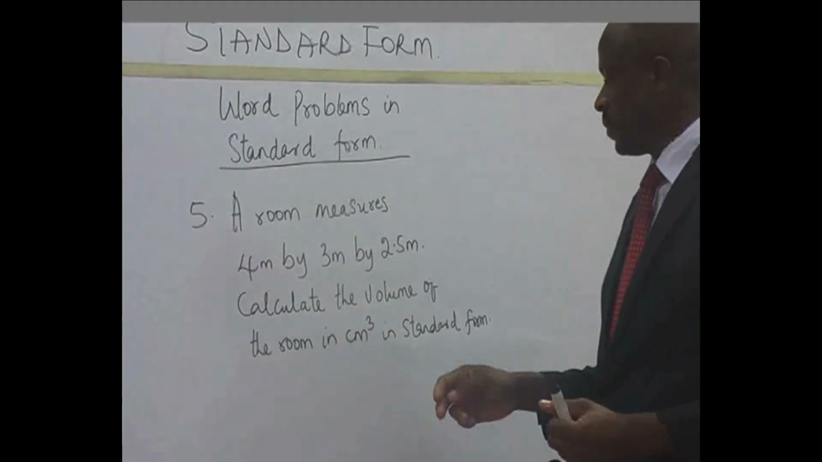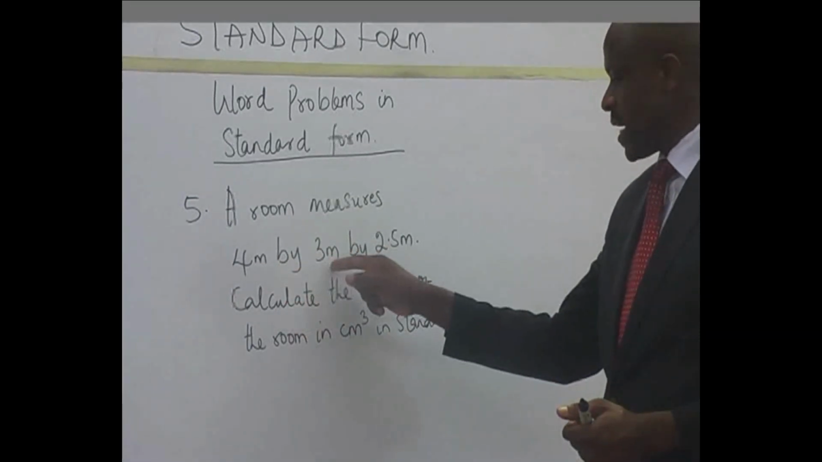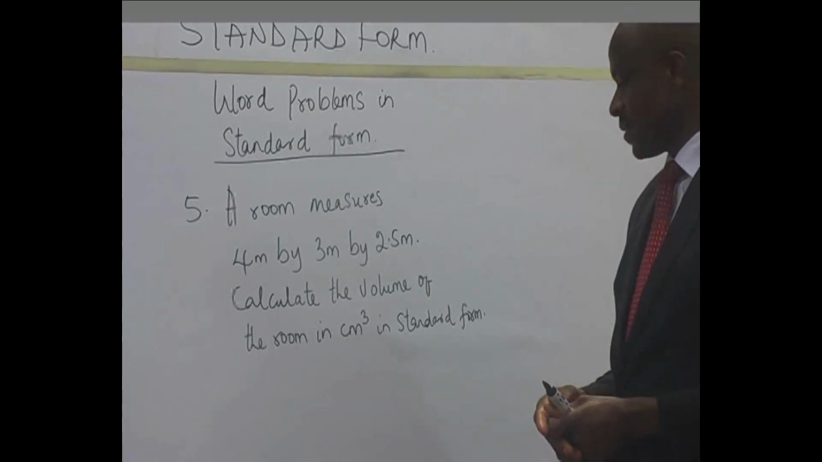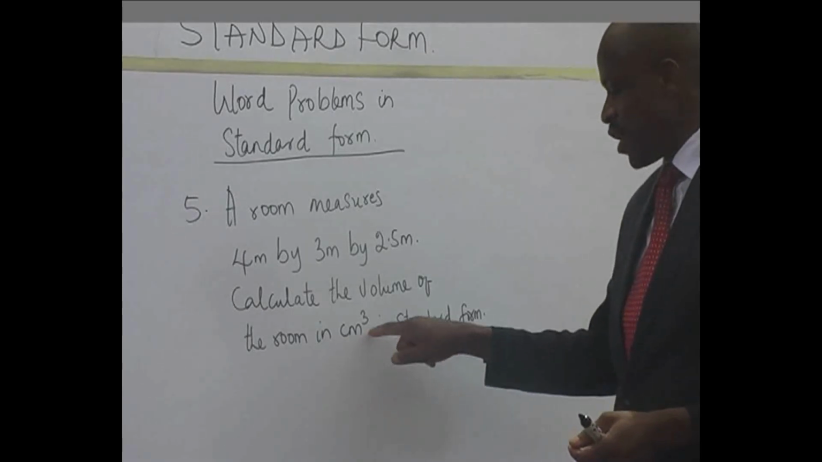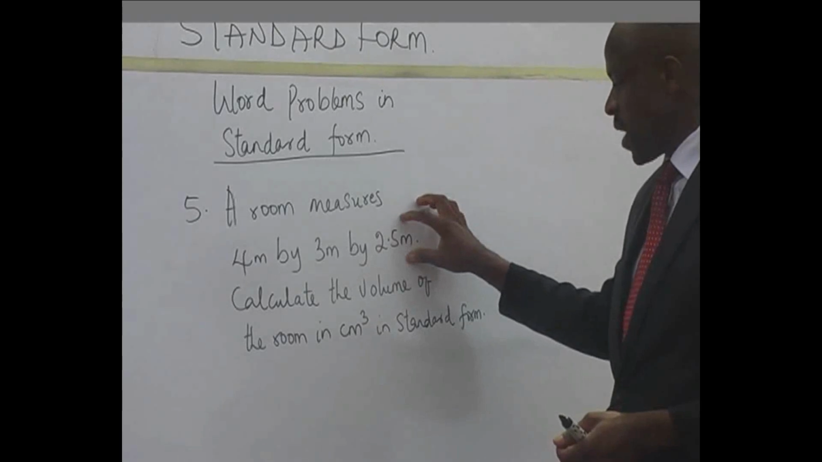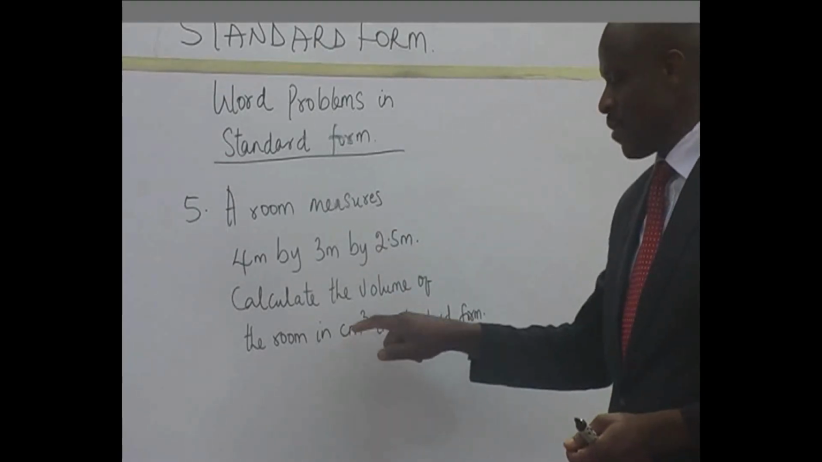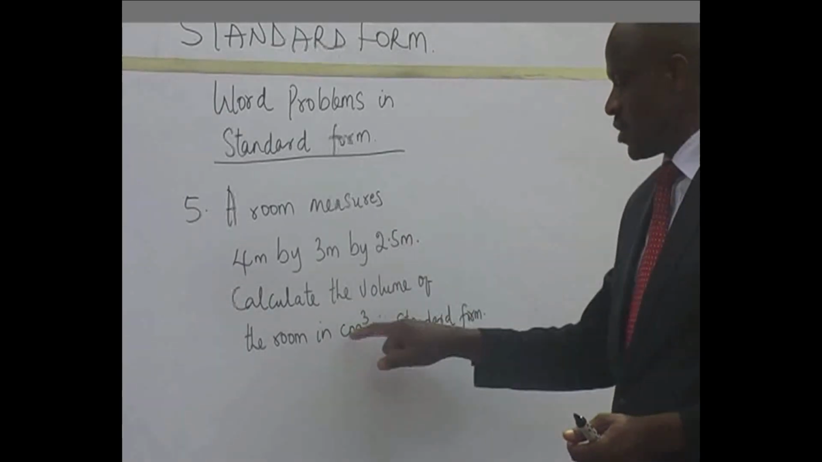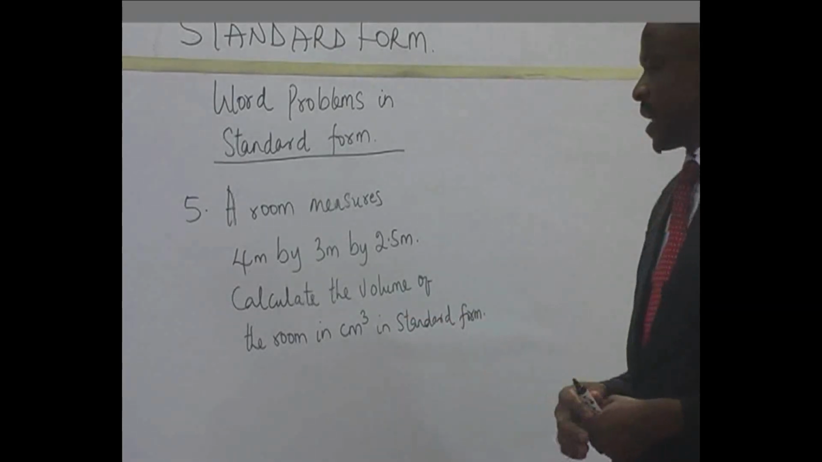A room measures 4 meters by 3 meters by 2.5 meters. We are asked to calculate the volume of the room in cm cube. Very, very important. In cm cube. The figures we are given in meters, and you are asked to calculate it in cm cube. Very, very important. Whatever you get here, change it to cm cube and give the answer in standard form.